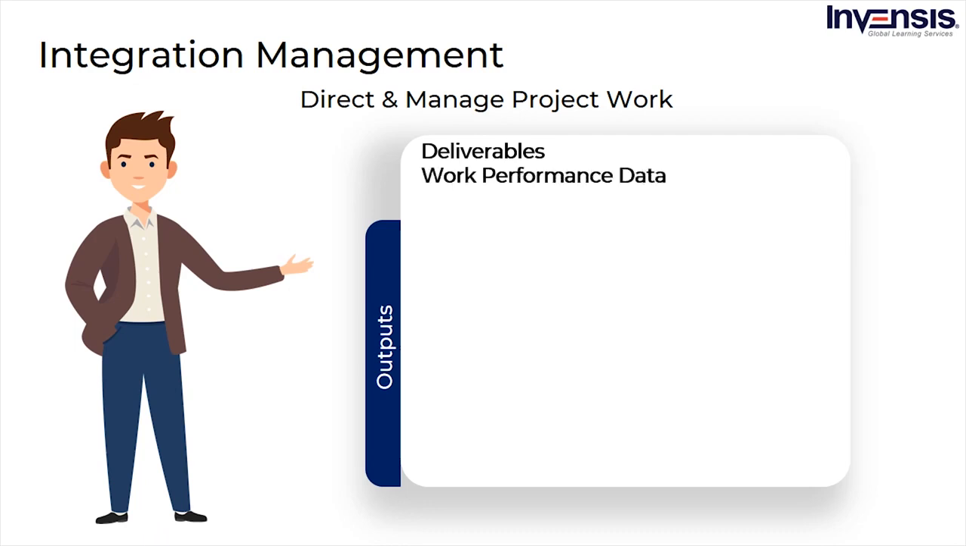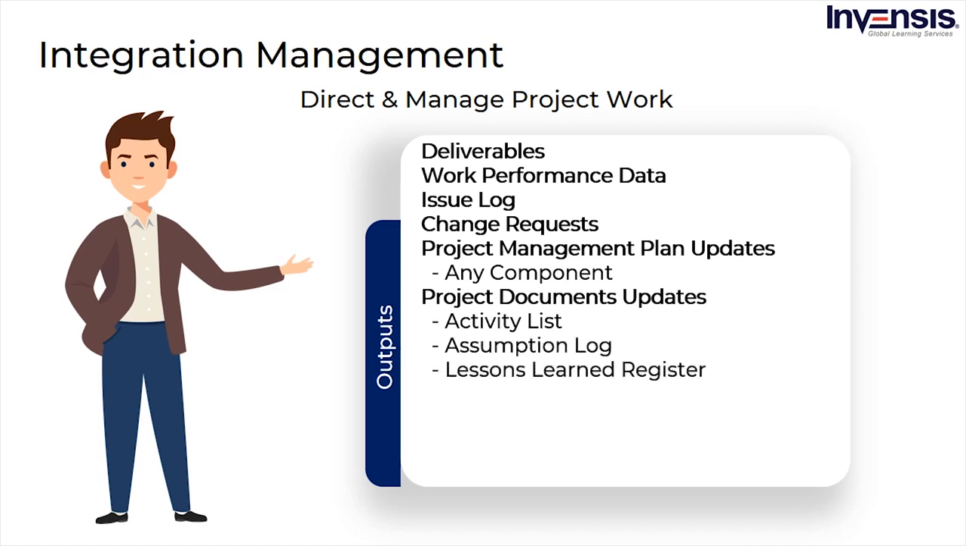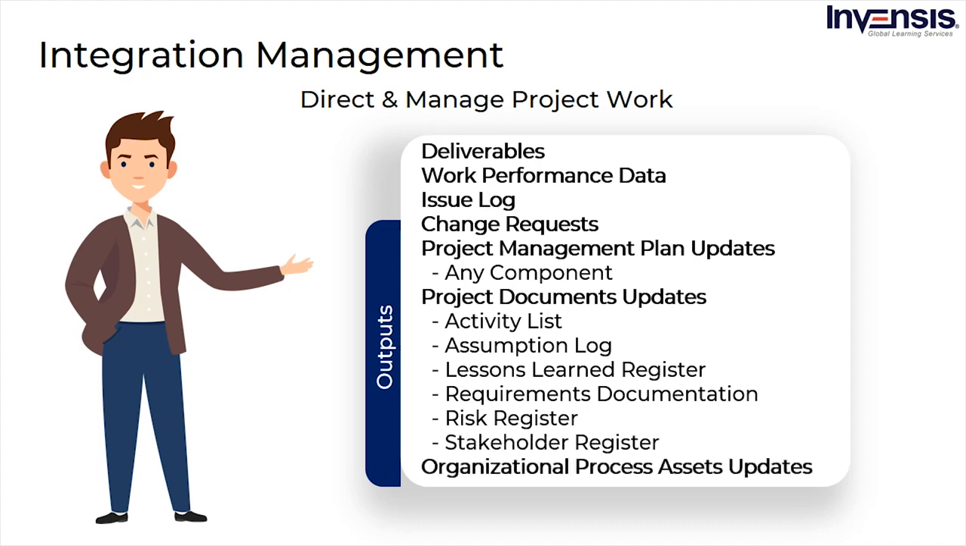Then, we have work performance data. In simple terms, work performance data is the unprocessed observations of the work in progress. Then, we have change requests, a formal request for a change to a product or system. In project management, a change request occurs when a client requests an addition or modification to the project's agreed upon deliverables. Then, we have project management plan updates as our next output. Then, we have project document updates, including activity list, assumption log, lessons learned register, requirements documentation, risk register, stakeholder register. And, in the end, we have organizational process assets updates.